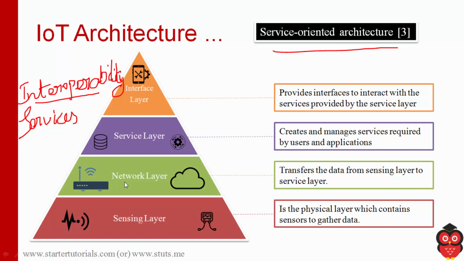Okay. So according to the service oriented architecture, at the bottom we have, like always, the sensing layer, which can also be called the device layer or the perception layer, which contains physical devices that gather data. And on top of that, as usual, we have the network layer, which contains networking equipment which allows communication of the data which is sent by the sensing layer to the service layer. Okay, now you can see here the service layer contains different operations for creating and managing services as required by the users and applications.